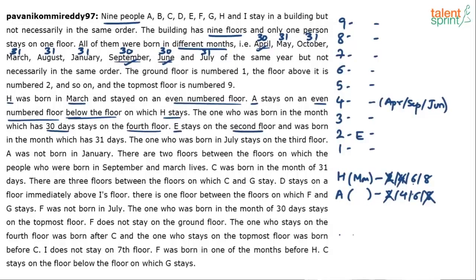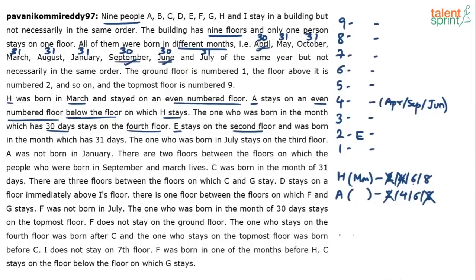So these are the important points. Unless you are able to eliminate options in these kinds of situations, you will not be able to move forward. Now, one more point. The fourth floor point also helps us. We already got to know that on the fourth floor we have a person who was born in April, September or June. And we know that H was born in March. So H even otherwise cannot be on the fourth floor.